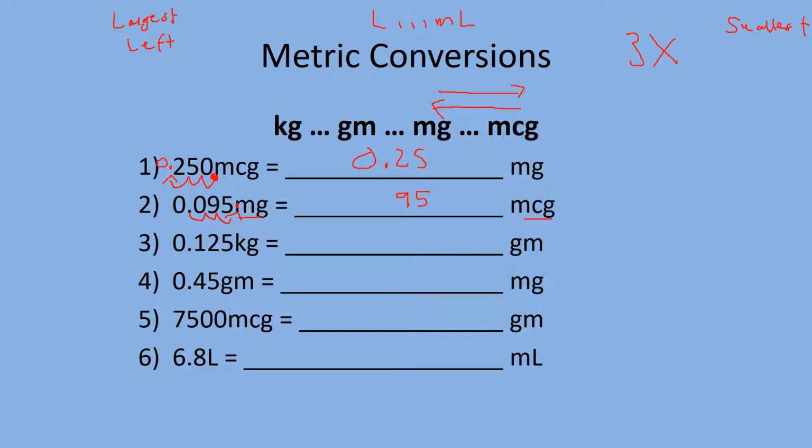Kilos to grams. So here's kilo going to grams. 3 to the right. So here's the dot. I'm going to move it 1, 2, 3. It's new home. And this one is 125.